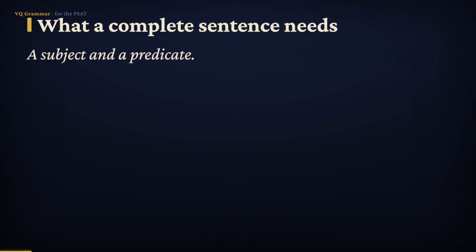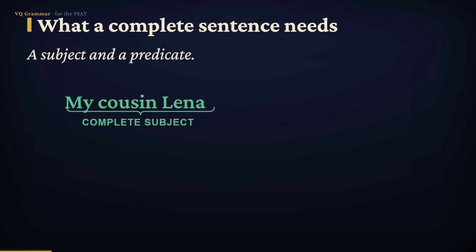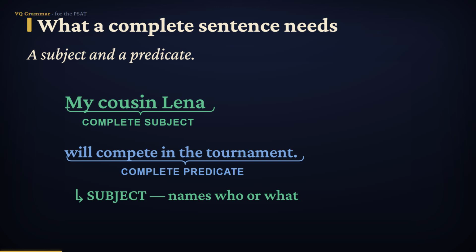Let's start with what a complete sentence actually needs. It needs two things, a subject and a predicate. Take this one. My cousin Lena will compete in the chess tournament. The subject is my cousin Lena. The subject names who or what the sentence is about. And the predicate is will compete in the chess tournament. The predicate tells what the subject does or has or is. Both parts, working together, finish the thought.